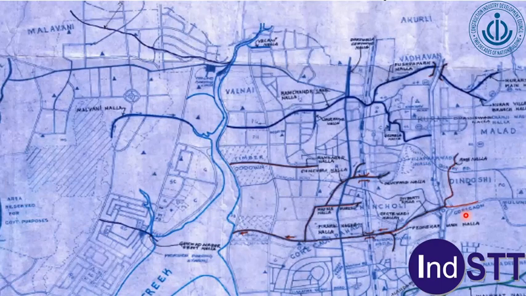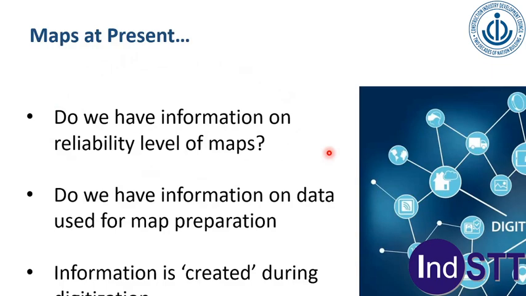So where does the problem start? The problem starts when we are given, let's say, a beautiful printed CAD map. Do we have information on the reliability level of these maps? Does the map mention anywhere that you can rely on it 100% or 50% or 25%? The answer is no. Do we have information on the data used for map preparation? How the map has been generated? The answer is no.